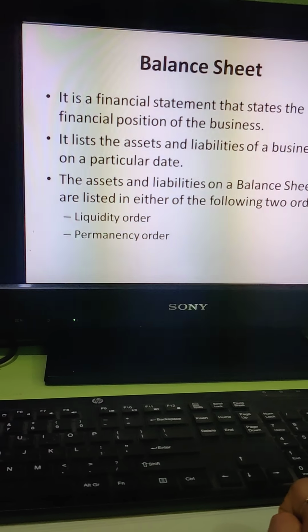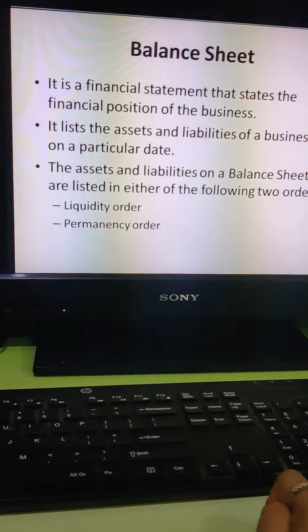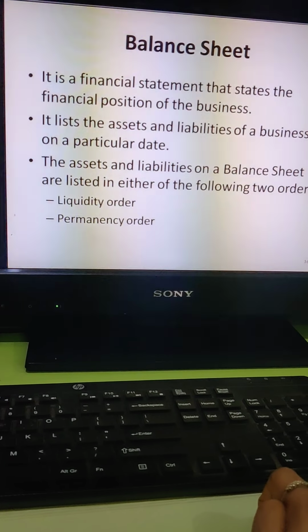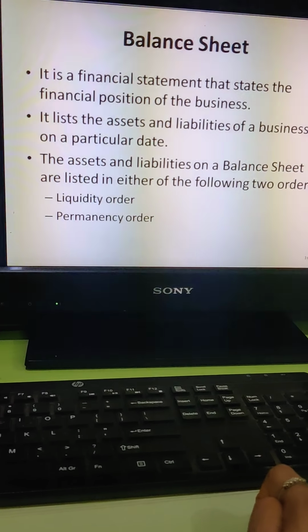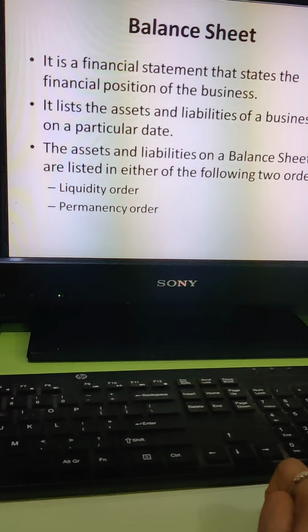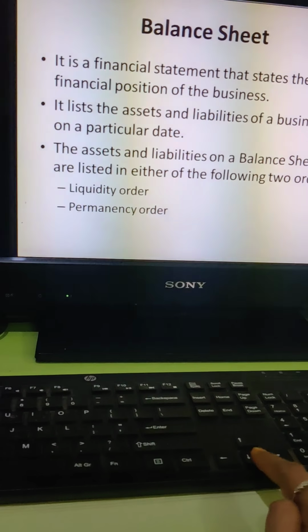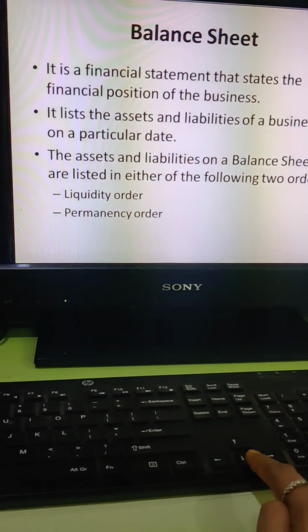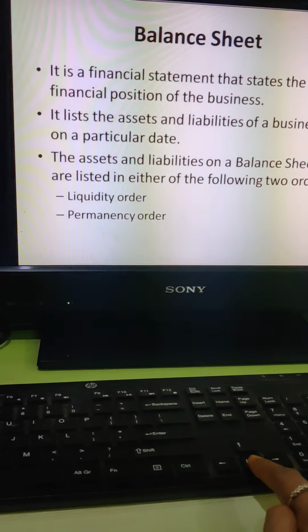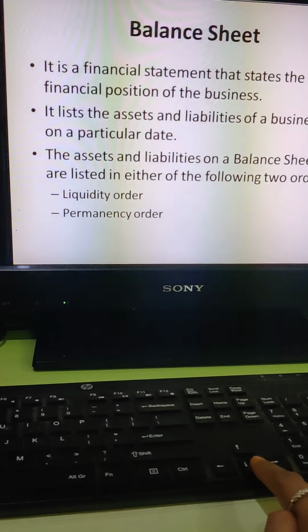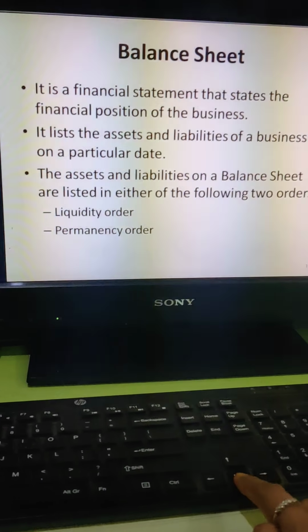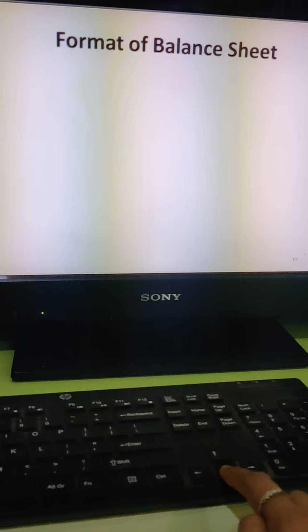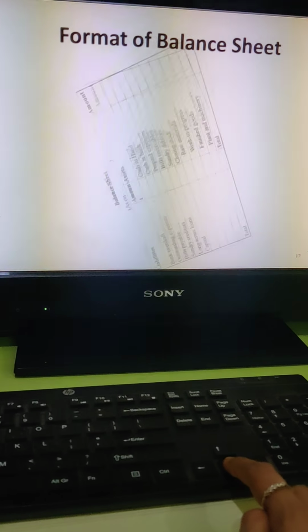Now assets and liabilities on a balance sheet are listed in either of two orders. One is liquidity order and two is permanency order. We shall not go into depth of studying these two orders. We first need to understand the simple preparation of the balance sheet. So this is the format of the balance sheet, as you can see on the screen.